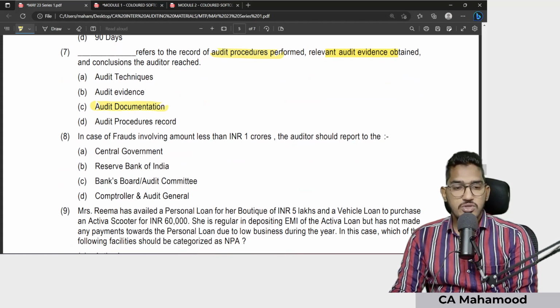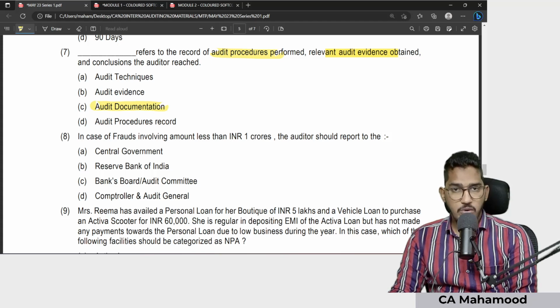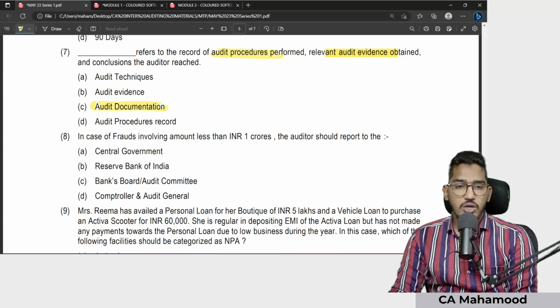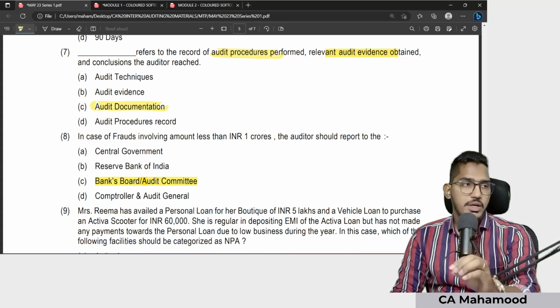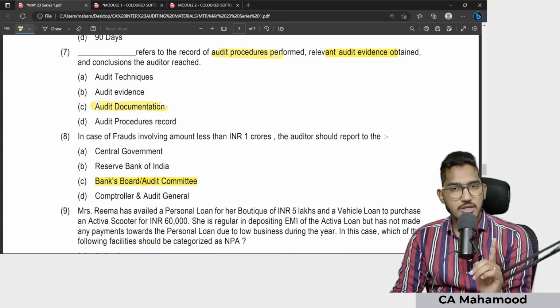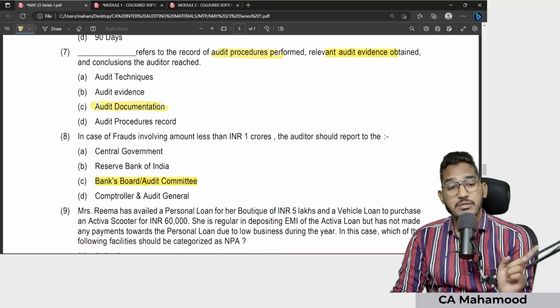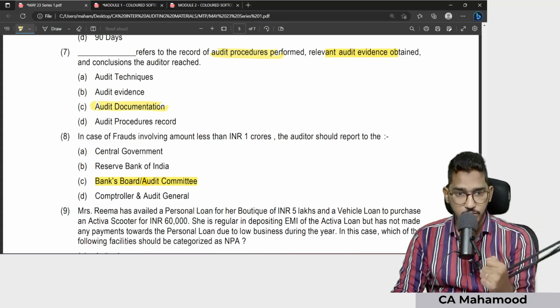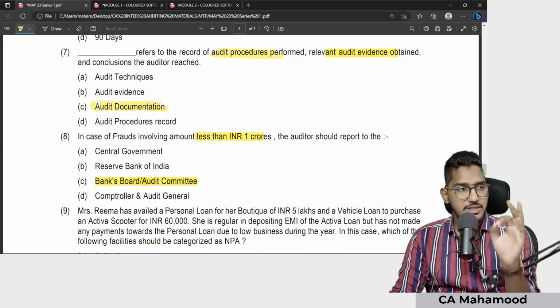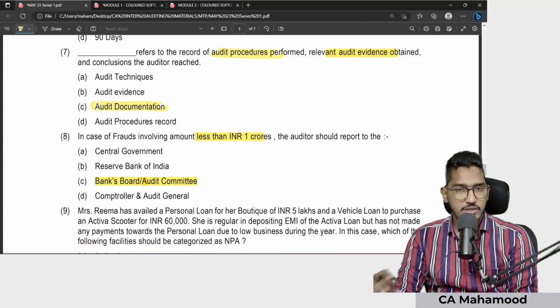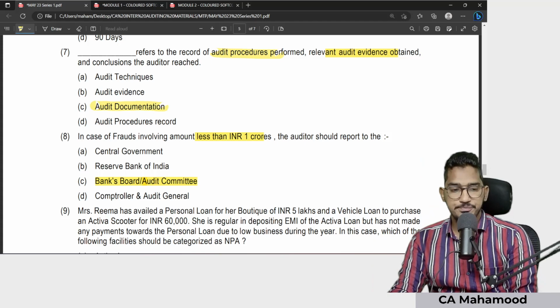In case of frauds involving an amount less than 1 crore, the auditor should report the matter to whom? If the amount is less than 1 crore, it will be enough if the auditor communicates the matter to the audit committee if it is there, and if the audit committee is not there, to the board of directors. So if you communicate with the board or audit committee, that will be enough. No need to report to the central government. Reporting to the central government will happen when the amount involved in the fraud is 1 crore or more. So here they have clearly told the amount is less than 1 crore. No need to report to the central government. Just if you report to the audit committee or board of directors, your responsibility will come to an end.